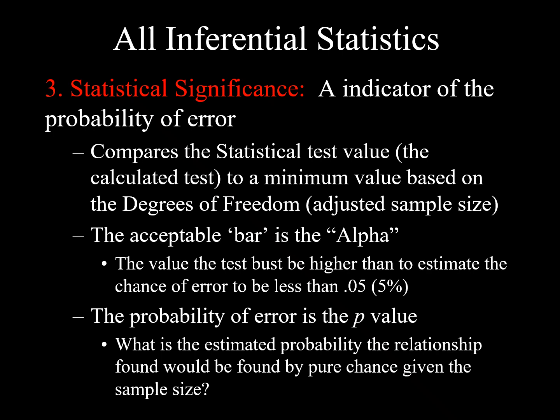This basically creates a bar, and that bar is the alpha. In the social sciences, we've set that bar at 0.05, representing a 5% chance of being wrong. So the probability of error is the p-value. What is the estimated probability the relationship, when found, would be found by pure chance given the sample size? And that's kind of a complex concept, but that's really what we're looking at: how likely is it that we would find this just due to random chance.